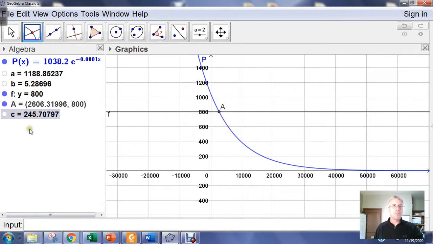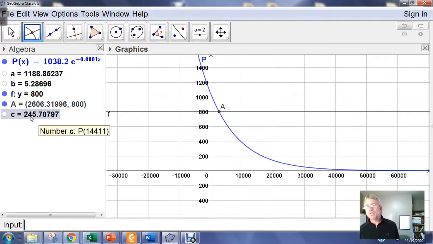And then the output to that pops up right here. You can see when I hover over it, it says P, and it tells me what C is. C is the pressure model evaluated at 14,411, and this says, hey, the air pressure I would expect at the top of Mount Rainier is about 245.7 millibars. So once we get the model using Excel, we can answer all of the typical types of homework problems that we could be asked regarding the model.